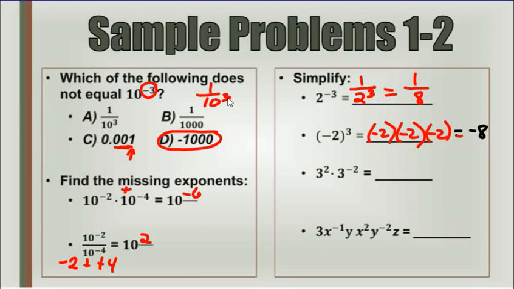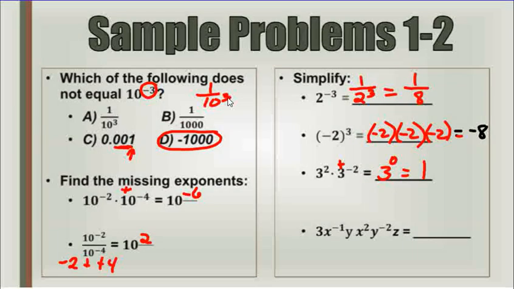3 squared times 3 to the negative second. You multiply like bases, so I add the exponents. So 2 plus a negative 2 is 0. 3 to the 0 power is just 1.